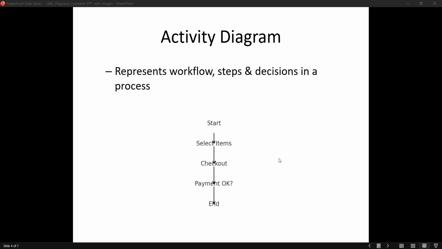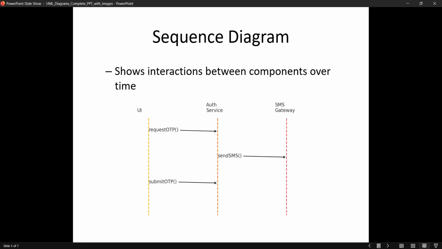Then we have an activity diagram. An activity diagram represents the workflow, a sequence of activities in a process. It includes steps, decisions, parallel flows, and start and end points. This type of diagram helps describe how a process works from beginning to end. It's especially useful when documenting business processes, approvals, system logic, or user journeys. Activity diagrams make it easy for teams to understand the logic behind a workflow, including decision branches such as a yes or no condition.